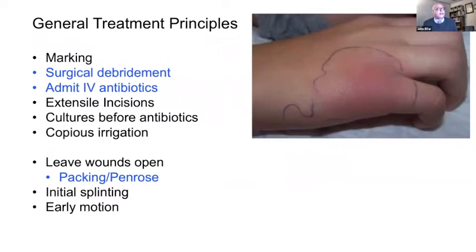Surgery, when it's done, has to be done through an incision that's large enough to allow pus to drain. And those incisions are often packed with packing or Penrose drains to prevent them from closing early. Because a key principle of management, this is important, a key principle of management is allowing the pus to drain and allowing it to be exposed to the outside. So these wounds are not often closed. Other principles that are important are early initial splinting, but early motion.